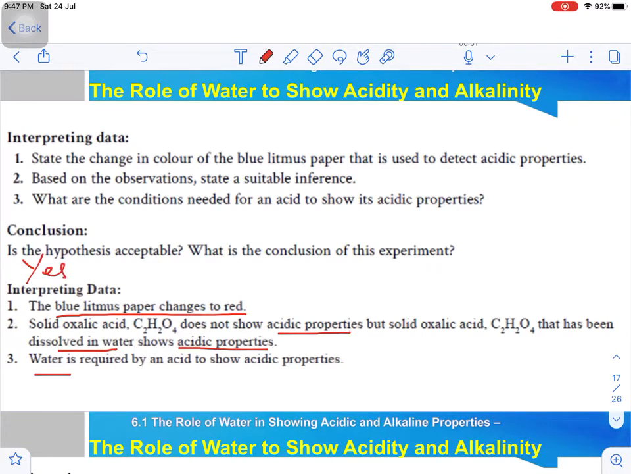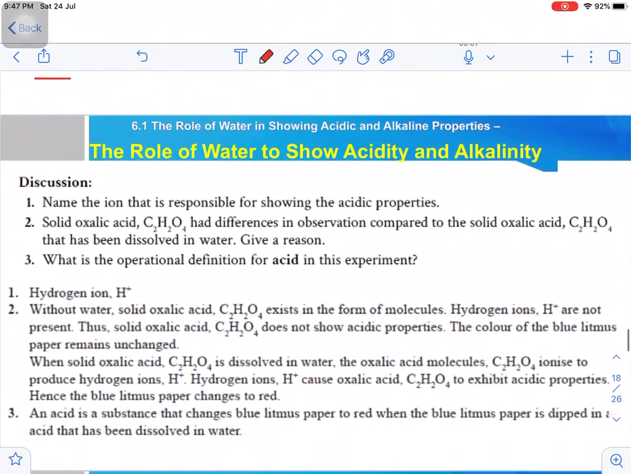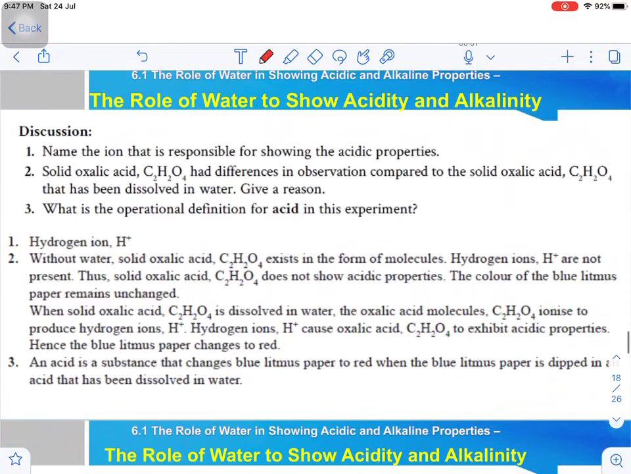What is the conclusion for this experiment? Water is needed to show the properties of acid. Okay. Next, we go to discussion. Name the ion that is responsible for showing the acidic properties. The question asks for a name, so the answer should be hydrogen ion. You must write the name.